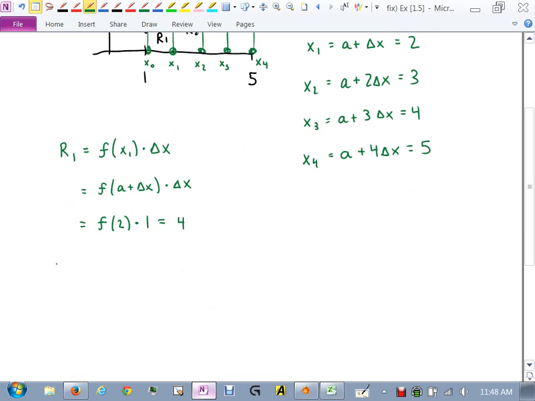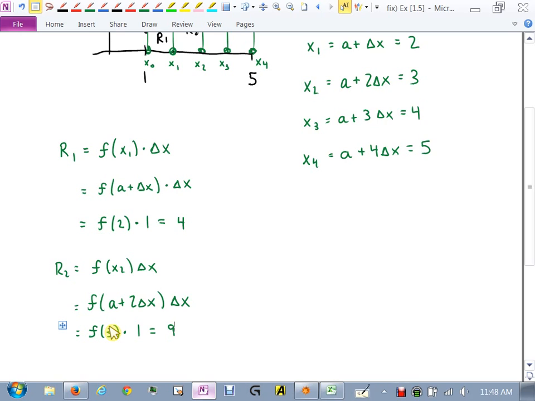What's rectangle 2? F of x2 times delta x. That's f of a plus 2 delta x times delta x. What is f of a plus 2 delta x? 3, right? That's f of 3 times delta x, and delta x was 1. So what's f of 3? 9. 9 times 1 is 9. So we get 9. We've got to do this 2 more times.